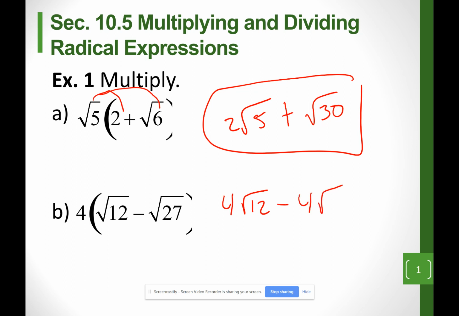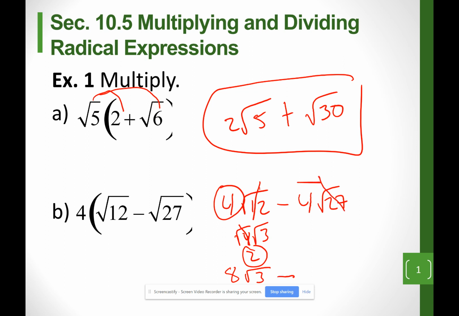minus 4 radical 27. If you can simplify a radical, please do so. Radical 12, I'm going to call that radical 4 times radical 3 because radical 4 is a whole number. Now looking at the outside, I have 4 times 2. So I'm going to call this 8 radical 3 minus, looking at my second radical, radical 27, I'm going to break that as the square root of 9 times the square root of 3, because the square root of 9 is a perfect square. Looking at my big numbers outside, 4 times 3, I have 12 radical 3.